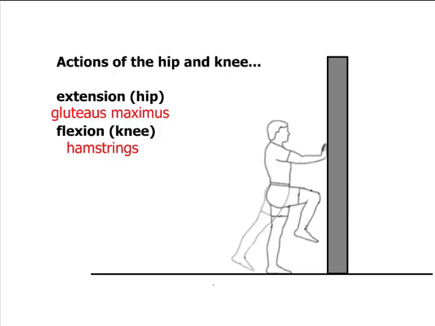Actions that occur from this muscle group: extension of the hip, which involves extending the hip backwards in this position, and the gluteus maximus is the primary hip extensor, and the primary knee flexors are the hamstring muscles, which contract in this area and pull the lower leg back, decreasing the angle at the knee. So all of the muscles included in the hamstring group, which is the semimembranosus, the semitendinosus, and the biceps femoris, are all very important knee flexors.